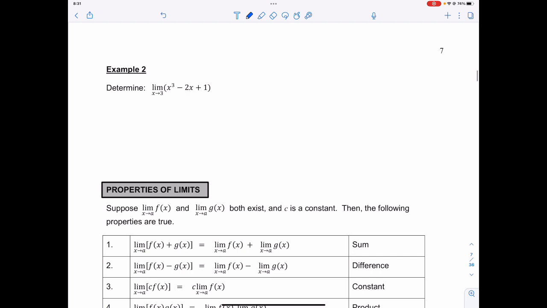If we're using the same principle to determine the limit as x approaches 3 of the function x cubed minus 2x plus 1, then we can just substitute in the value of x. 3 cubed minus 2 times 3 plus 1, and that's going to give me 22.